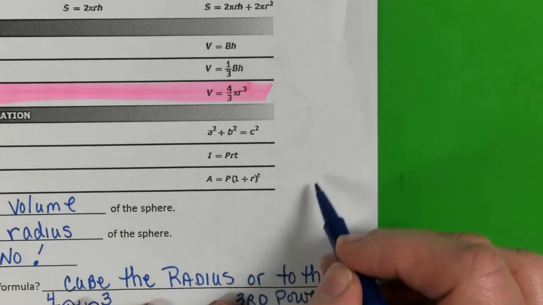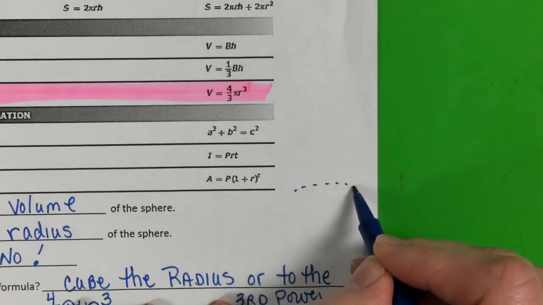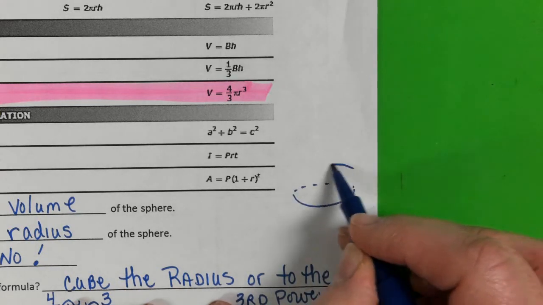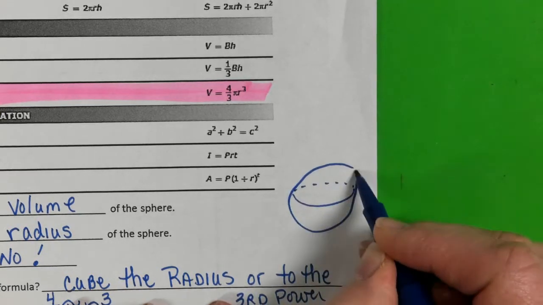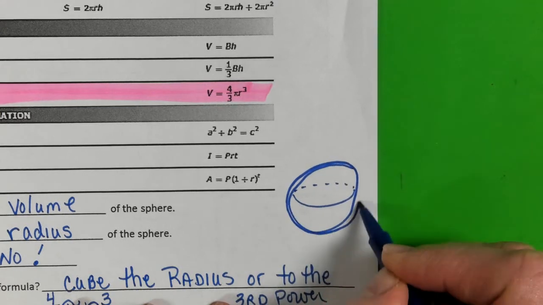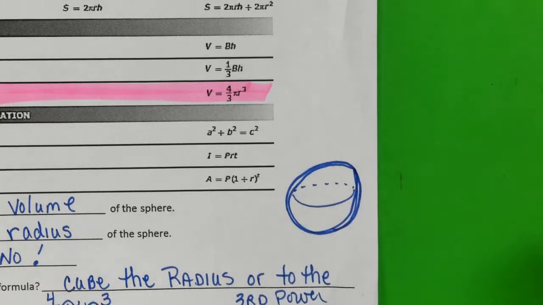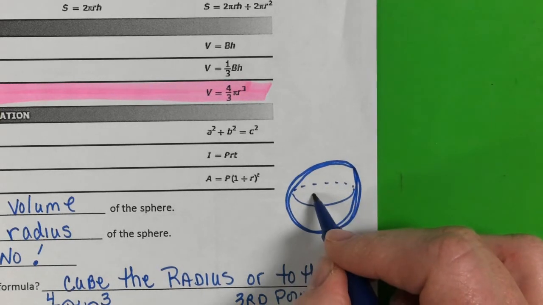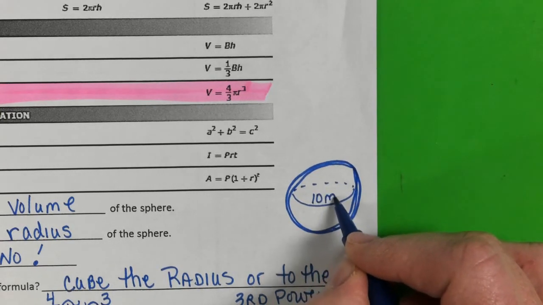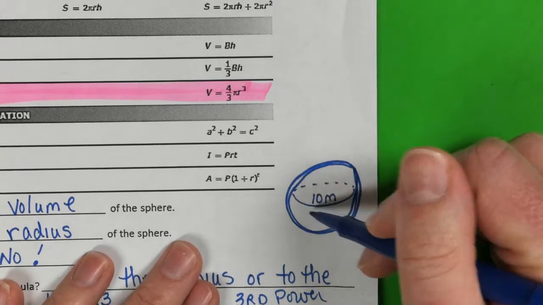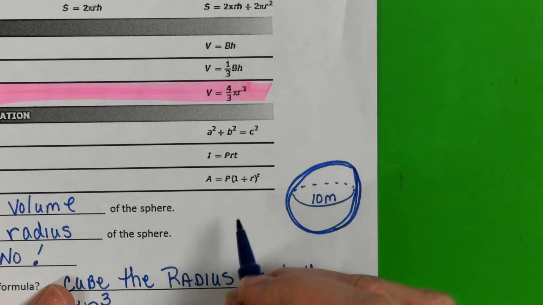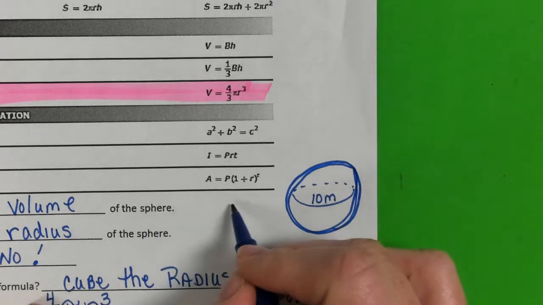Now I'm going to attempt to draw you a picture, but I'm not really good at drawing three-dimensional. So let's see. See, that's not a good picture. Okay, so here's an example of a sphere. And let's say that it says 10 meters right here. Well, remember, because the line is going all the way across, that actually means that I have given you the diameter.